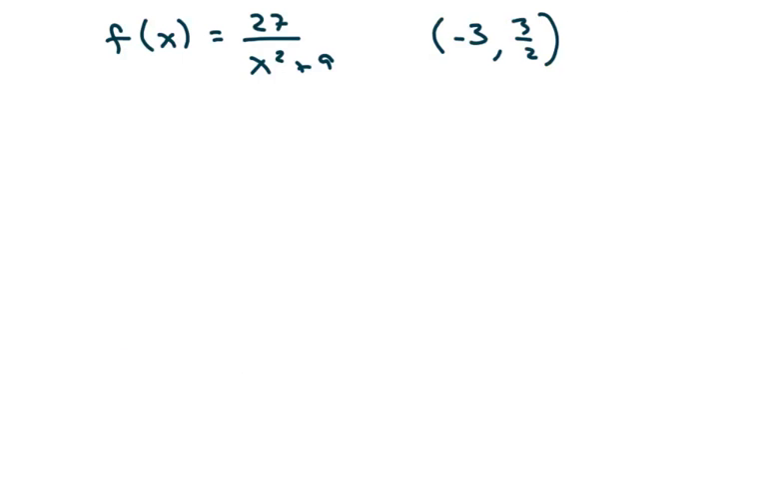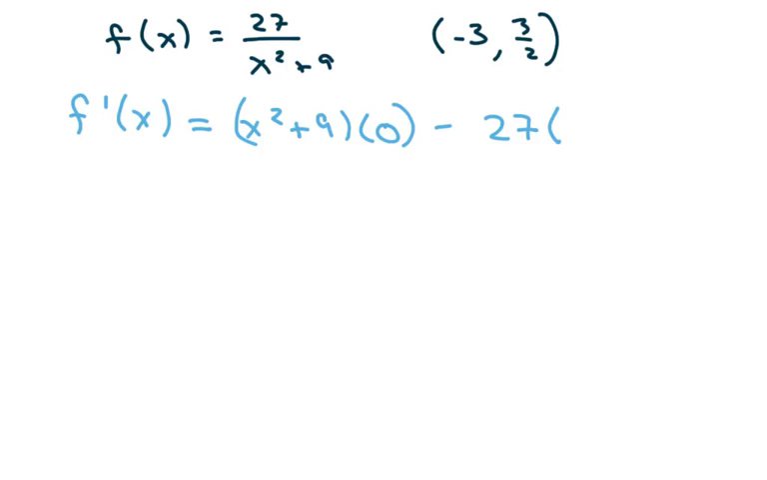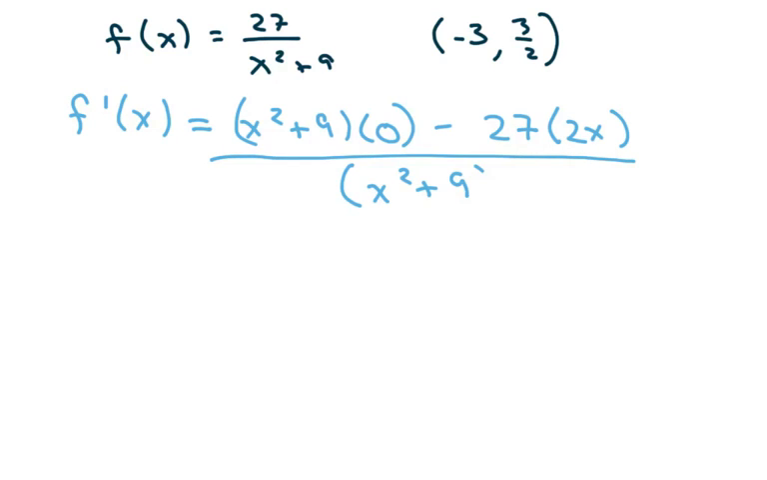All right. The next one we have is this one, and so it's very similar. You take the denominator, multiply it by the derivative of the numerator, and then minus the numerator times the derivative of the denominator. And you square the denominator. Alright, so that's 0, and so you're going to get negative 54x over x squared plus 9 squared.